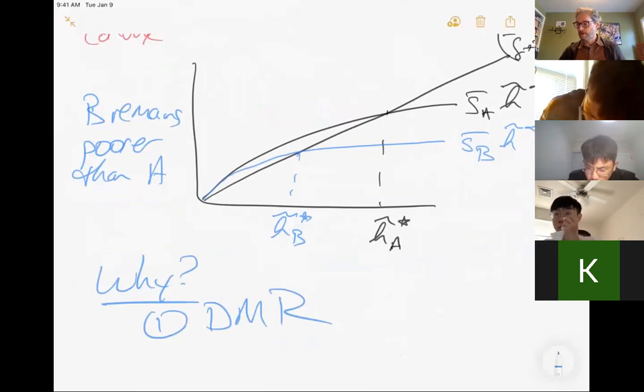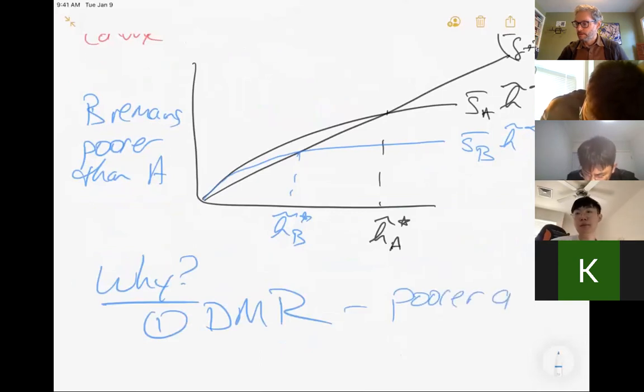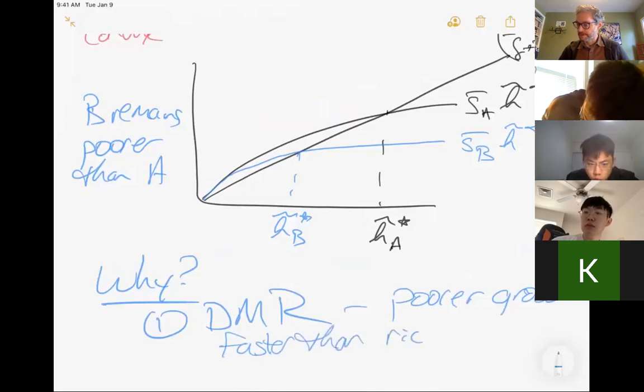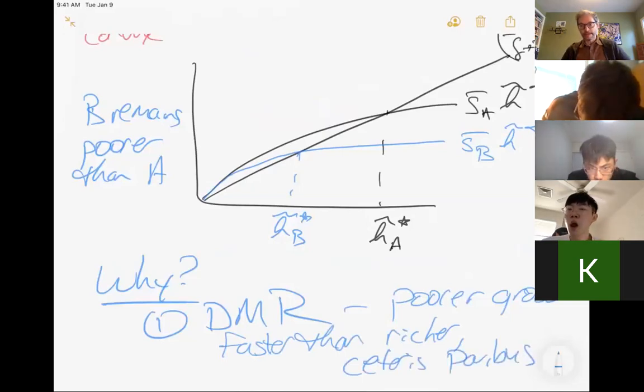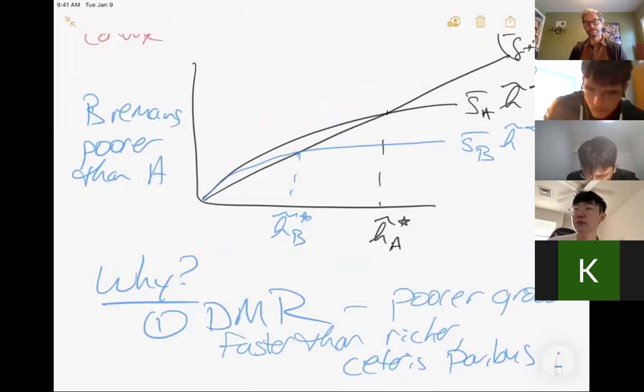Because what does diminishing marginal returns say? Poor countries grow faster than richer countries, ceteris paribus. Right? In other words, everything else being equal, meaning you have the same balanced growth path, everything else being equal, a poor country will grow faster than a richer country.